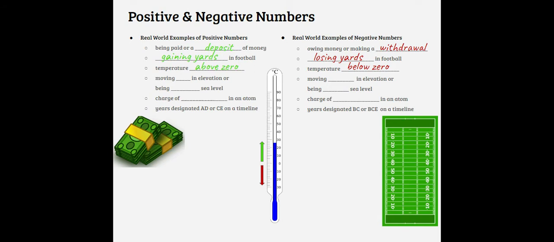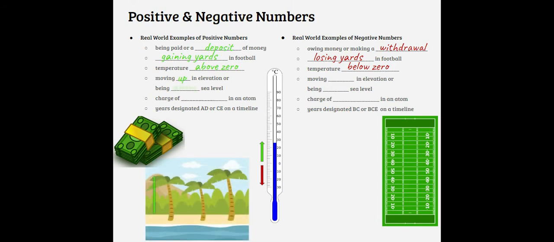When we talk about elevation, how high you are above or below sea level, if you are moving up in elevation or if you are above sea level, that is a positive number. If you are moving down or you are below sea level, that is represented with a negative number.